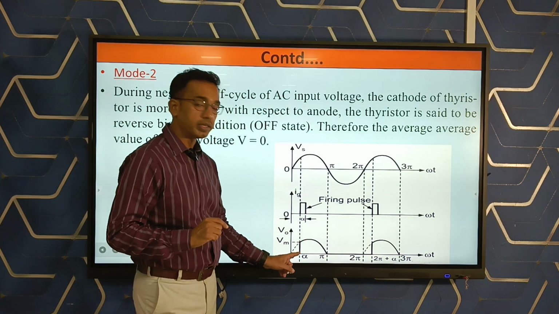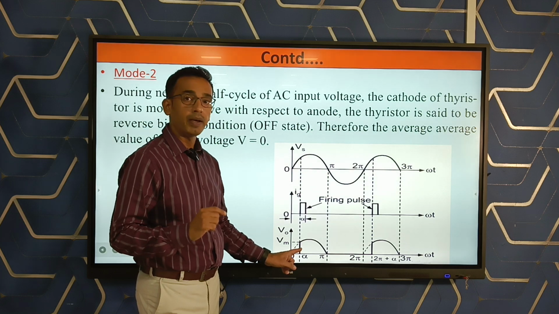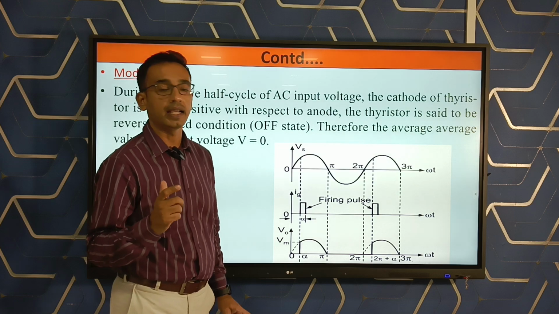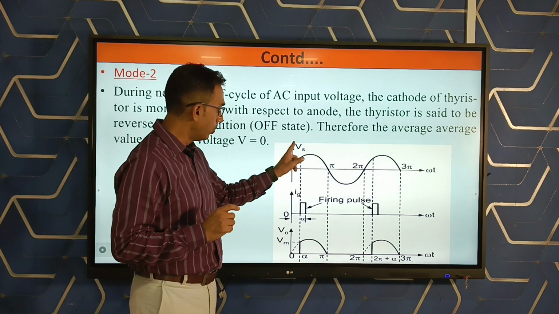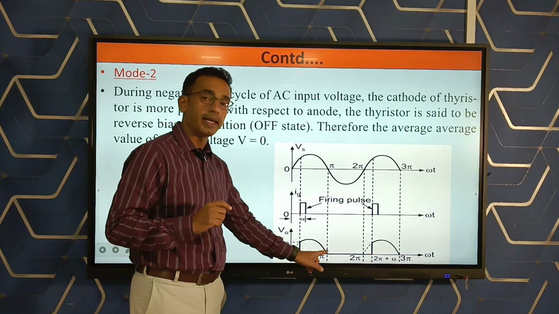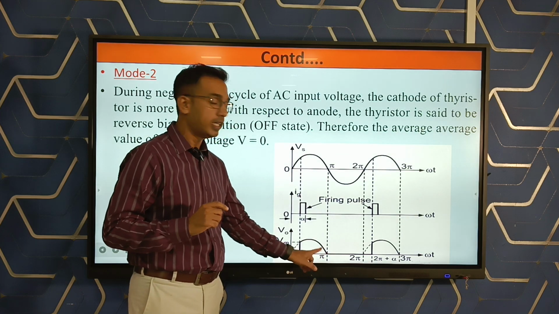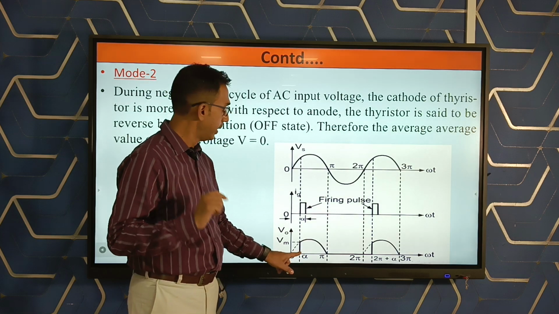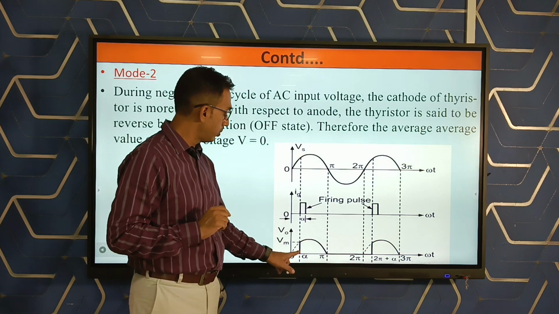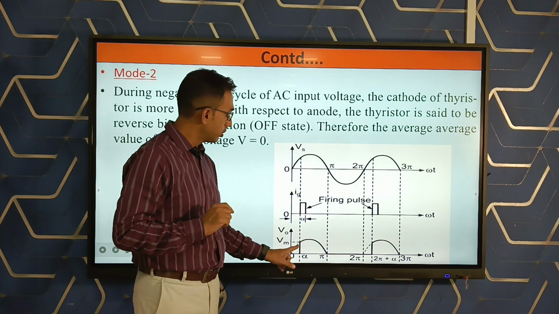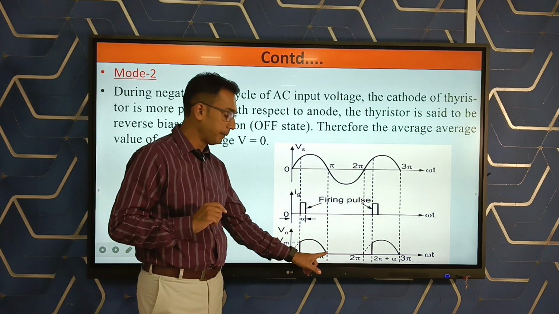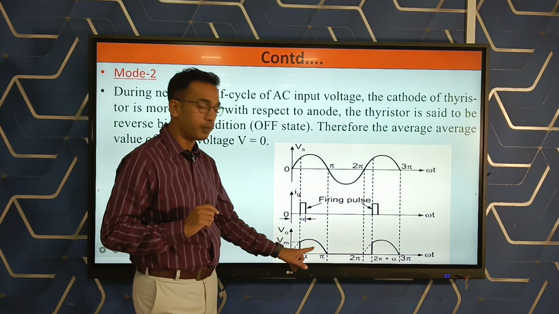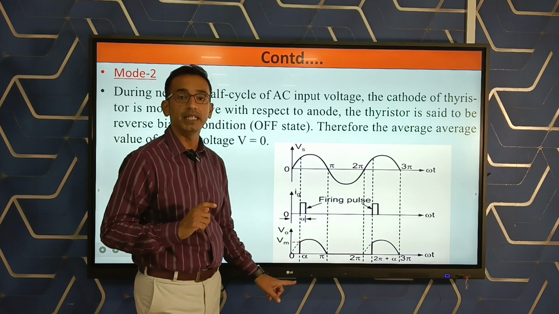So during the time of alpha, alpha means the angle at which the thyristor is turned on, that is called the firing angle. From alpha to pi, that is the positive half cycle. In the positive half cycle, at an angle alpha, the thyristor is turned on. When the thyristor is turned on, from that point to pi, we are getting the output voltage.